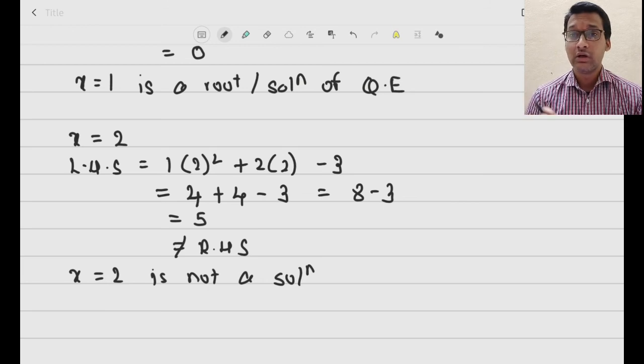Now we will learn more about the methods to find out this root. In the given case, I had guessed the value. I had taken some values and tried to see whether LHS equals RHS. Next, we will see what are the methods that we can use to find the roots or solutions of the quadratic equation.